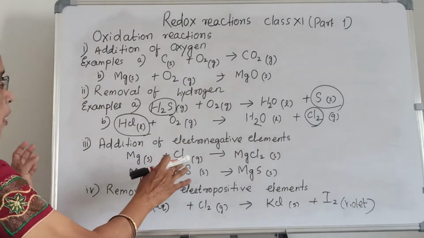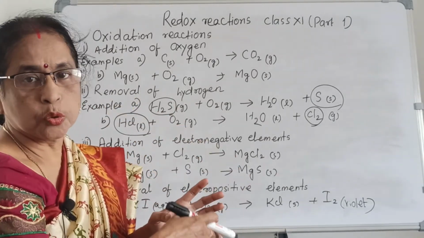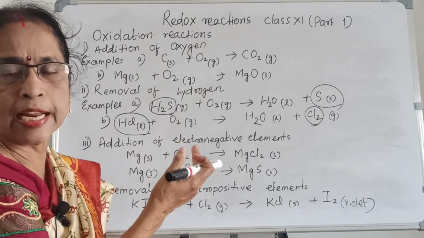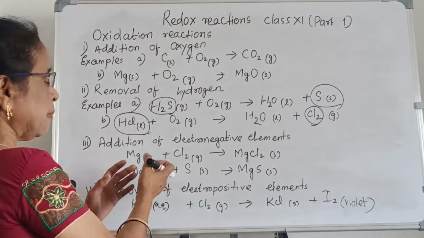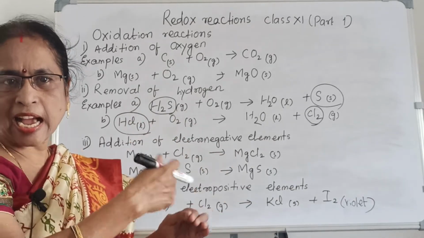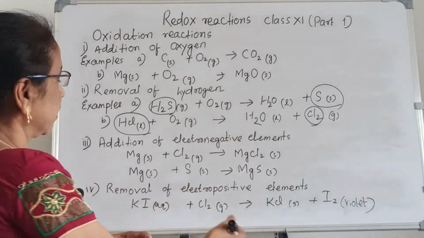Now here, sulfur belongs to group 16 and chlorine belongs to group 17. Now you can easily remember electronegative elements. That means they have a tendency to accept electrons. But this sentence I will explain again in the next class.